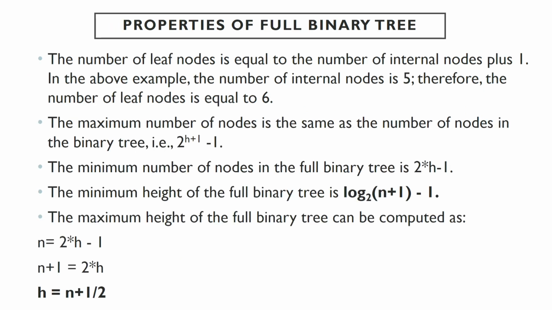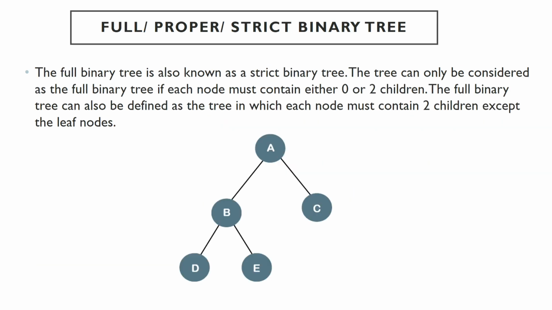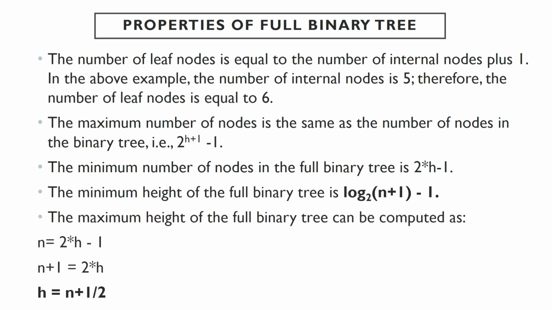Now coming to the properties of a full binary tree, the number of leaf nodes is equal to the number of internal nodes plus 1. In the above diagram, the number of internal nodes is 5. Therefore, the number of leaf nodes is equal to 6. The maximum number of nodes is the same as the number of nodes in the binary tree, that is 2 to the power h plus 1, minus 1.